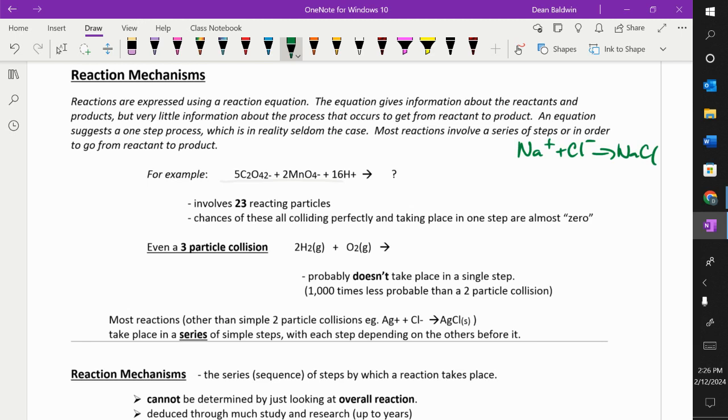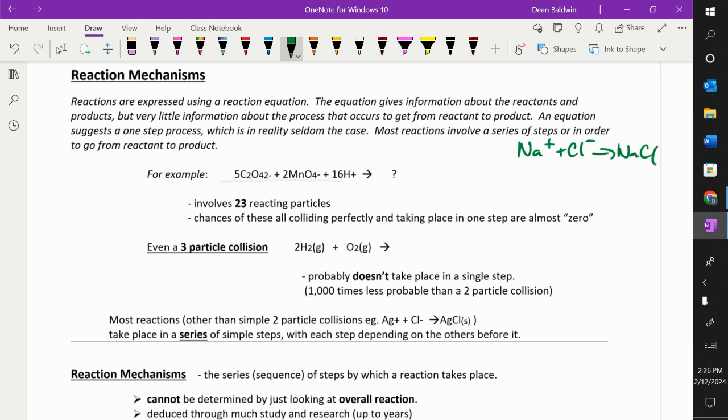Okay, but if you look at this one right here, 5C2O4 2-, plus permanganate plus 16 protons, and so on. There's 23 things there that need to react. The odds of them coming together in a perfect collision all at once are basically zero. That's 23 particles that have to come together with the right kinetic energy and the right geometry. That's not going to happen. So things go in steps.